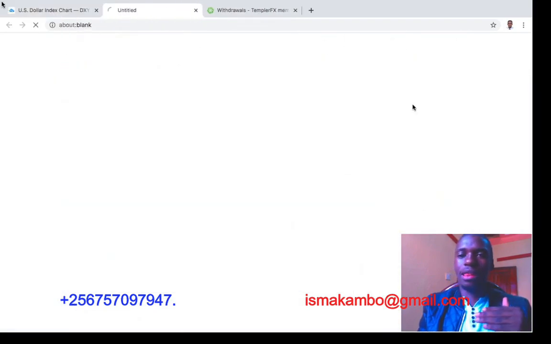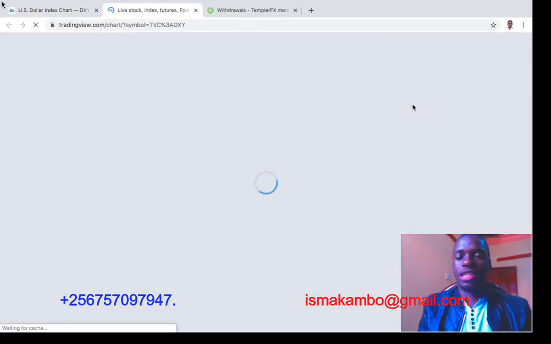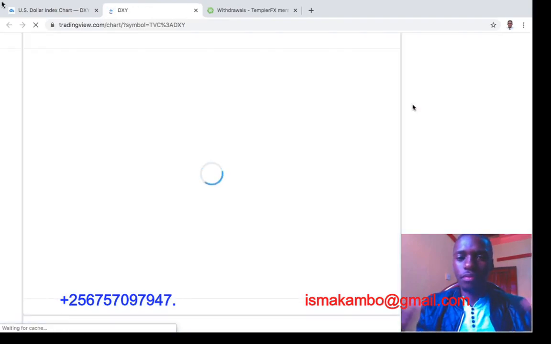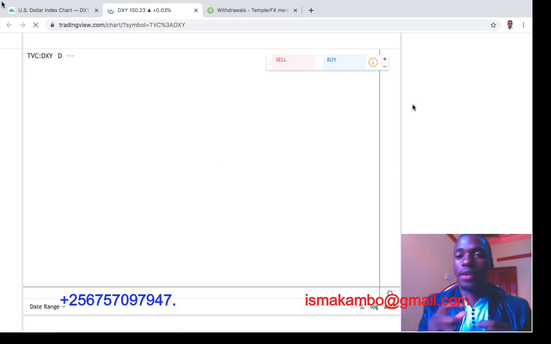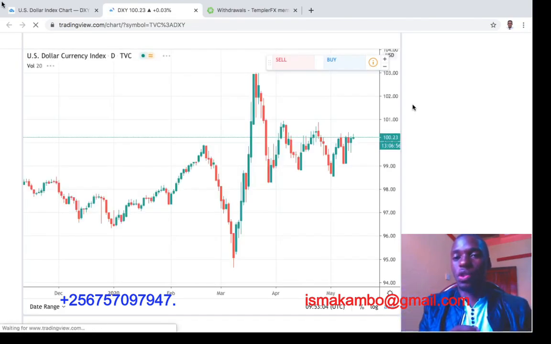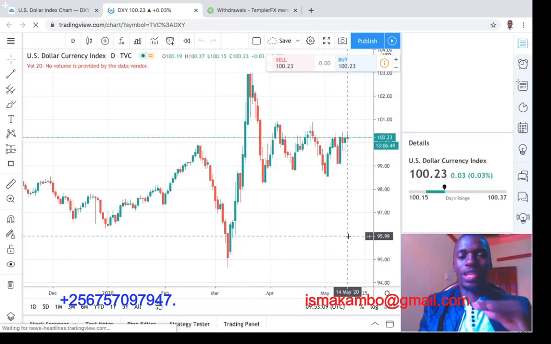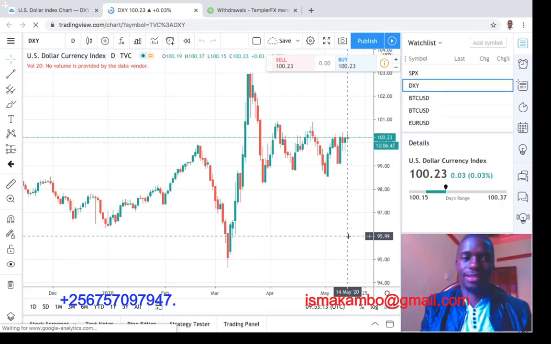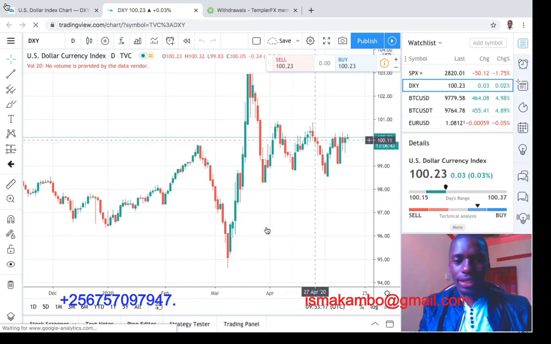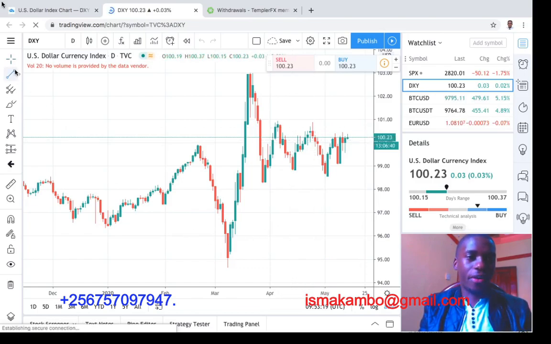But then let's have a full featured chart that can easily show us the current standing of the United States dollar index. So this is how TradingView appears. It's also another platform from where we can do our technical analysis. Now, this is how it has been. This is how it's currently standing.